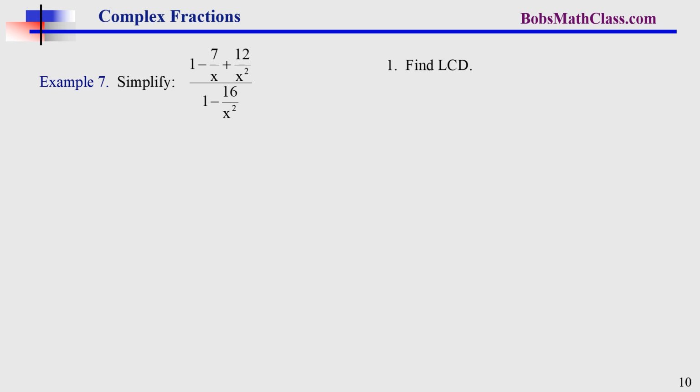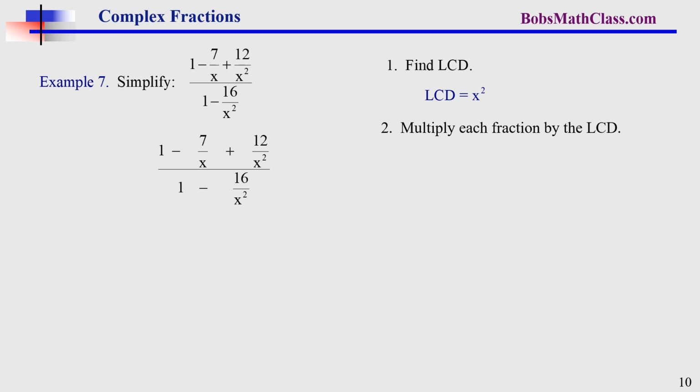Some people will make a mistake and add the x's and they'll put x to the third. What that does is it creates more work for you, more factoring. Okay, so x squared, so everybody gets an x squared. So x squared times a 1, x squared times a 7 over x squared times a 12 over x squared. On the bottom, x squared times a 1, and x squared times a 16 over x squared.